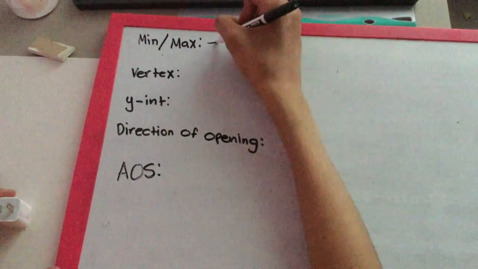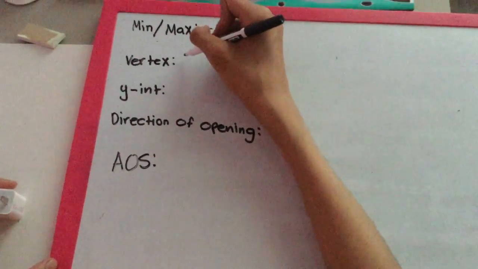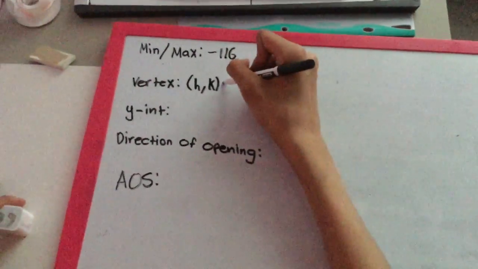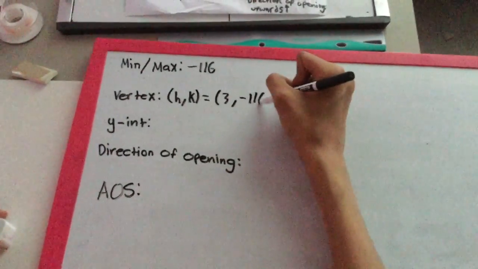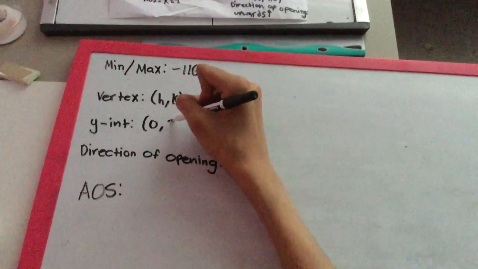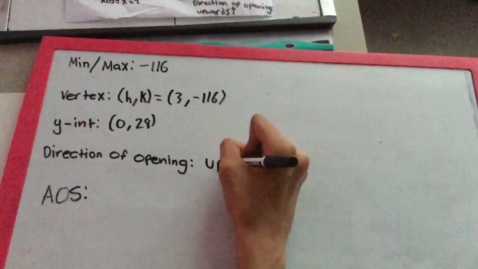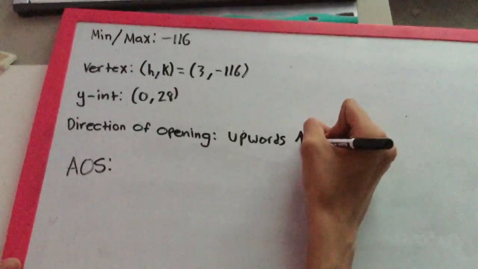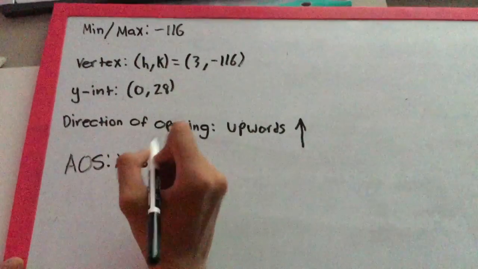So now for the minimum or maximum value, I was able to get negative 116, and for the vertex, it will be (h, k) in brackets, which would equal 3 and negative 116. And the y-intercept on the graph would equal 0 and 28. And the direction of the opening is upwards. And then the axis of symmetry, what I got for this is x equals 3.